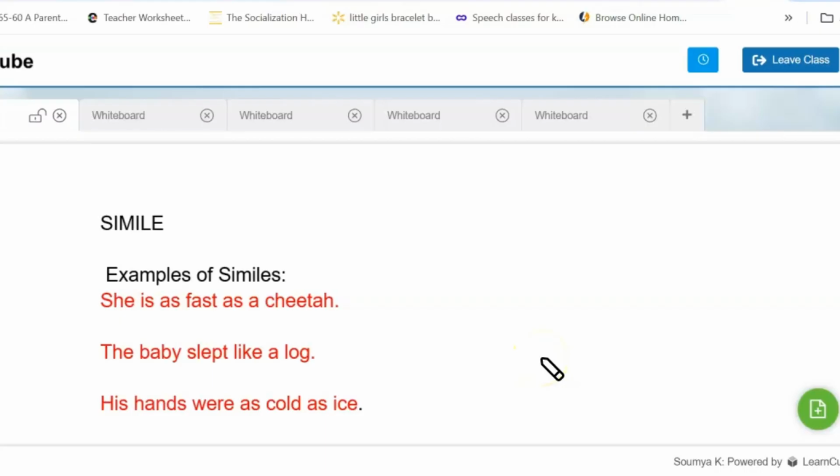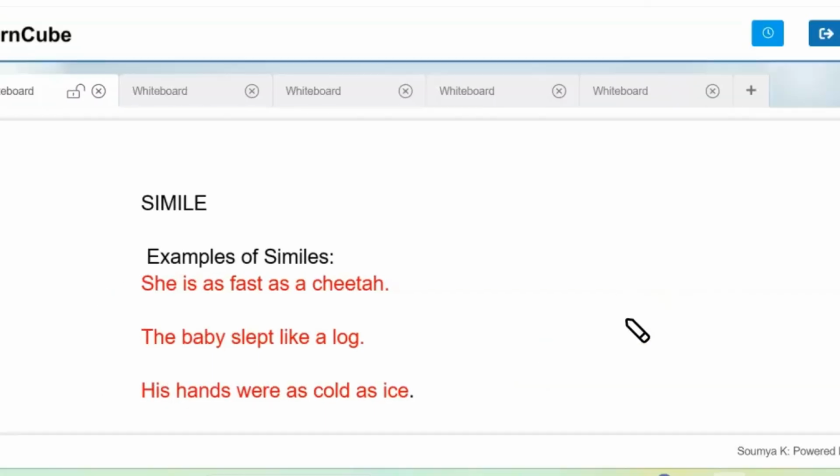What is a simile? Simile is a figure of speech that is used to show or compare any object with any other thing. We will be using the terms like or as to describe them. We can see some examples. She is as fast as a cheetah. The baby slept like a log. His hands were as cold as ice.